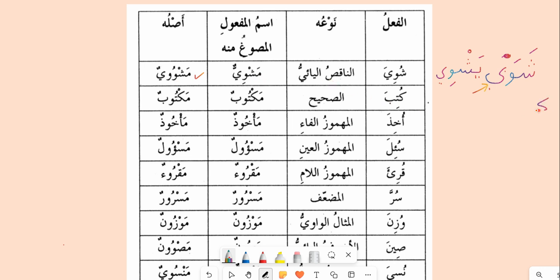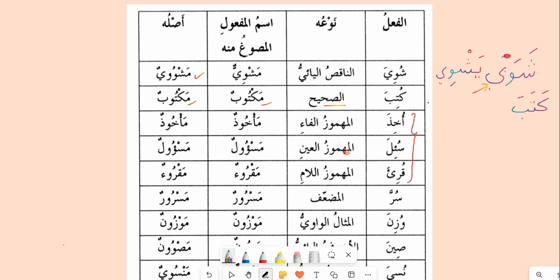Kutiba comes from kataba. This is all Sahih letters. I already spoke about the Sahih letters. There are no weak letters. So that's why it is written Sahih, means all the letters are Sahih, healthy, they are not weak. So the scale used is maf'ulun, maktubun. So we use the original scale here. Ukhiza, su'ila and qura'a. These three fail are Mahmuz.